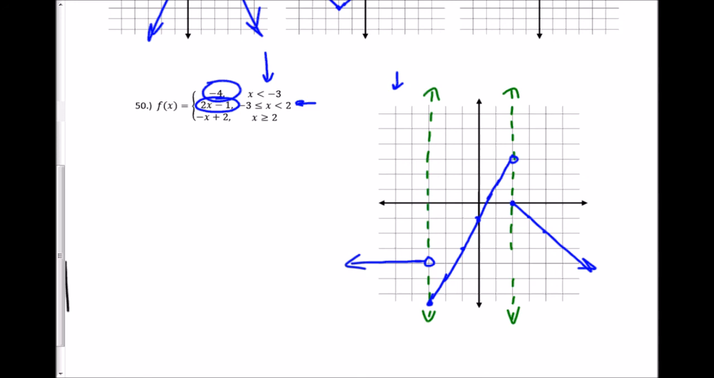But with a piecewise function, we get a graph that's in pieces. I have a little piece of one function, a little piece of another function, a little piece of another function.